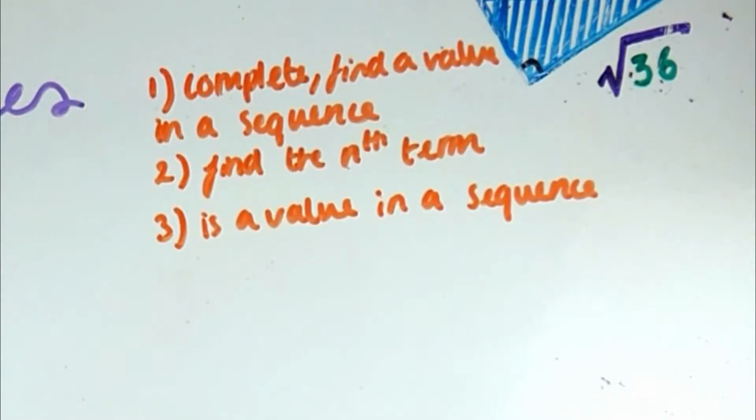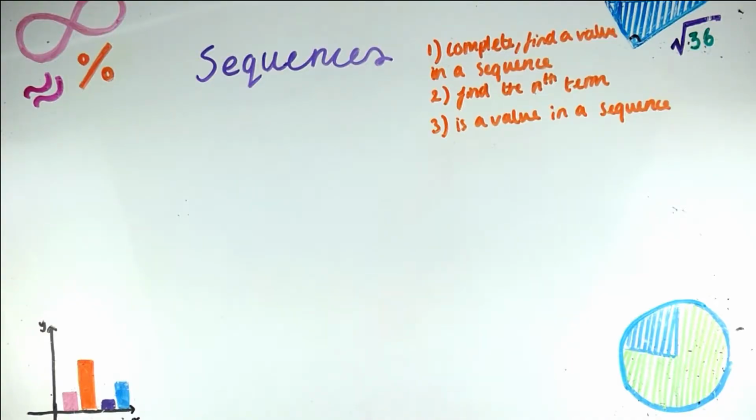Number 1 is you can get asked to complete a sequence or find a value, like find the 10th value in the sequence. Number 2 is you can find the nth term of the sequence, so this is finding the rule and how you can calculate every single possible value of that sequence. And number 3 is it can give you a value and ask, would this value be in the sequence? Okay, so let's have a little look at a sequence.